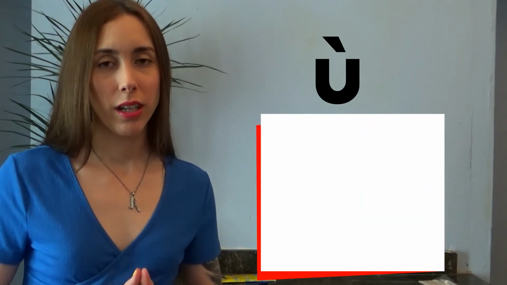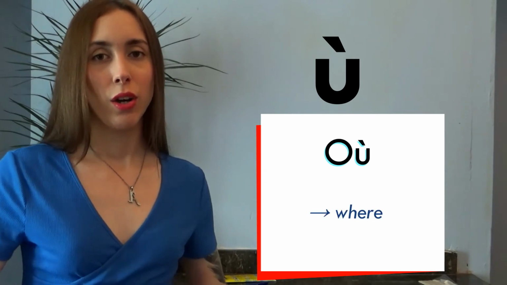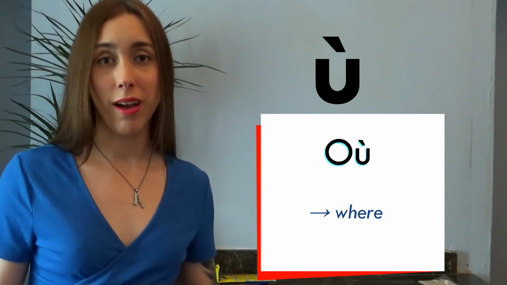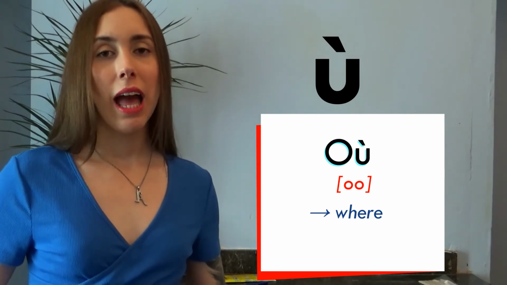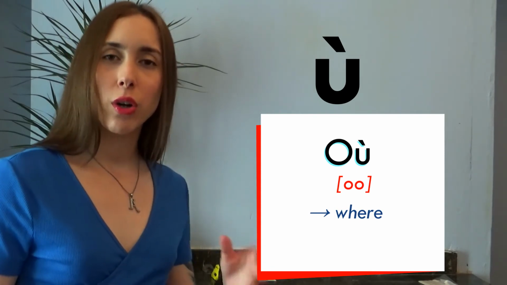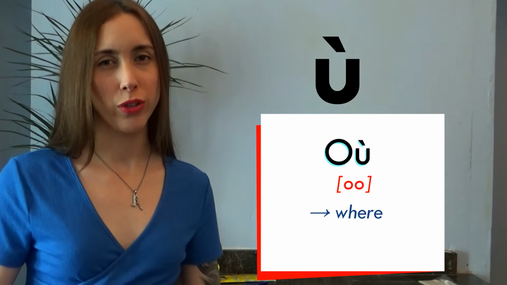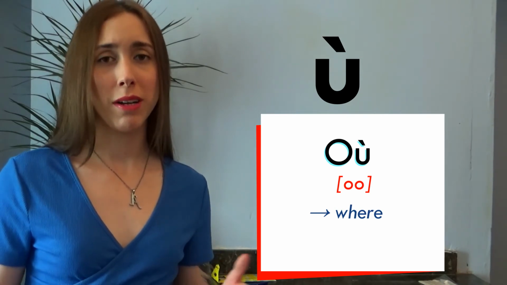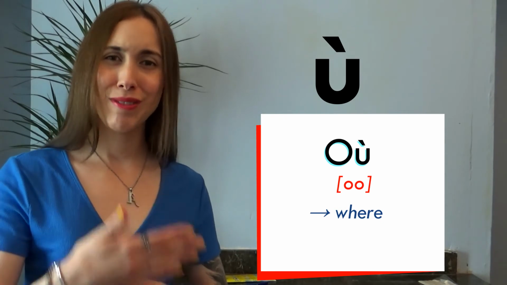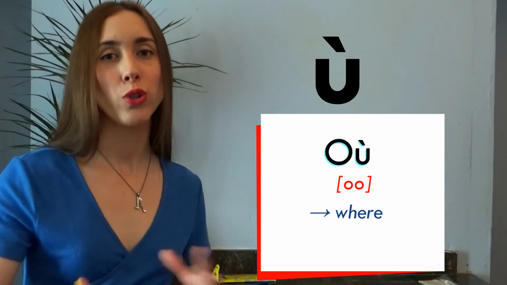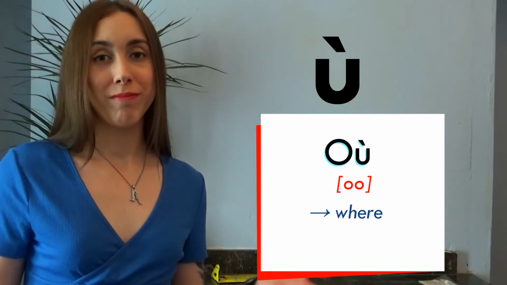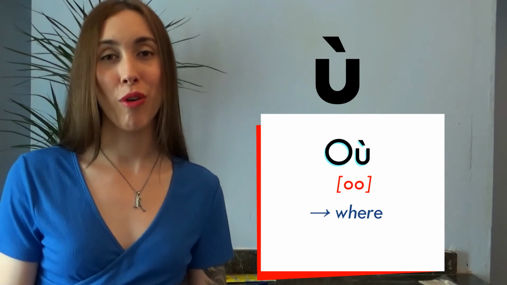Then we have U accent grave. So for this one, you will only see it in this word, où, which means where in English. So in French, we pronounce it as ou. It's a U sound. And yeah, you will see this letter, U accent grave, only in this word. So you don't have to think about the pronunciation because basically there is no pronunciation for this one because it's a combination of letters with the O, so it makes a whole new word, où. So no pronunciation to memorize for U accent grave.